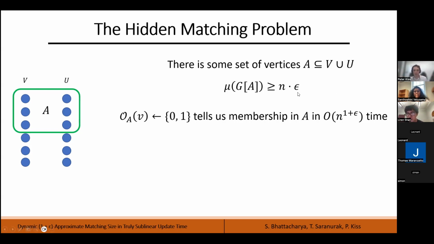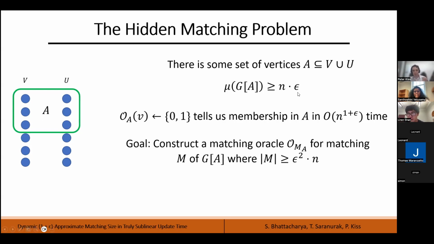And what is my goal? My goal is to construct a matching oracle for a constant approximate matching inside of A. So without having very explicit access to the vertices of A, I want to construct a very efficient oracle to matching inside of A. So I think the more you think about this problem, the more it seems impossible. And before writing this paper, there was a while that we wanted to prove exactly that this can't be done, or almost exactly, but surprisingly, this is possible.